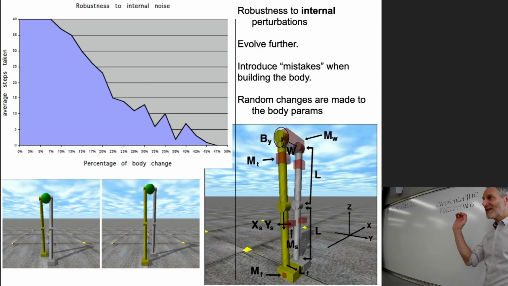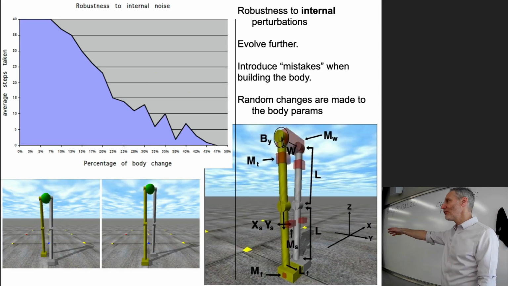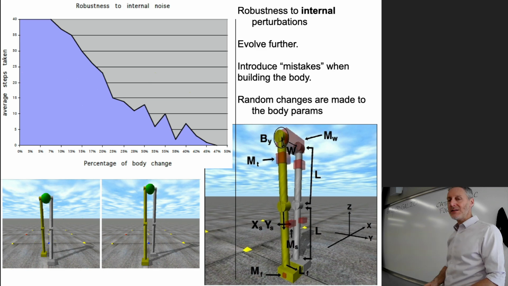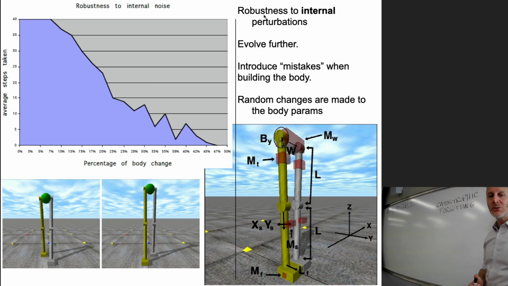Okay, phase 5. They continued evolving body and brain. Now they wanted to ensure that the robots were robust to internal perturbations. What the heck does this mean?